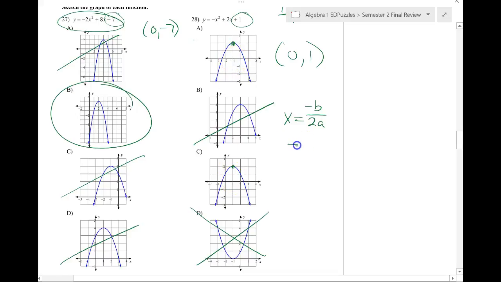Okay, so let's plug in our values. So b is 2, so plug it in. There's a negative out there, so don't forget about it in the formula. And then 2 times a, which is -1. Okay, and I already know this is going to be positive because I have a negative here and a negative here. So this would be -2 over -2, which is equal to 1. So the x value of the vertex should be 1, and that would be C.